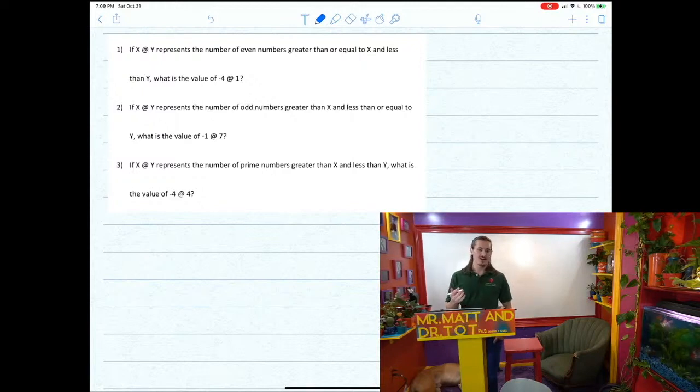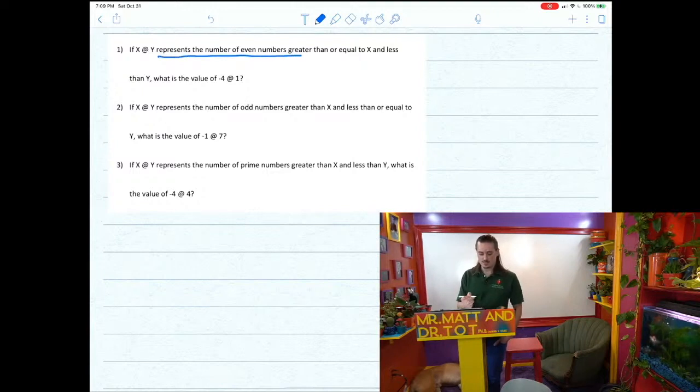So at sign obviously is not a mathematical symbol, and they can make up symbols at their interest or at their pleasure, as long as they define what the symbol is supposed to represent. And they do, in fact, define it here. They say that it represents the number of even numbers greater than or equal to x and less than y.